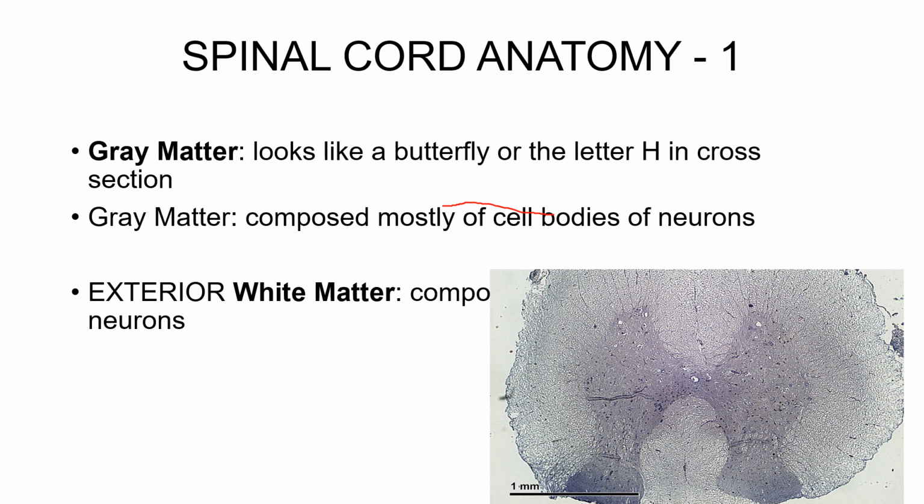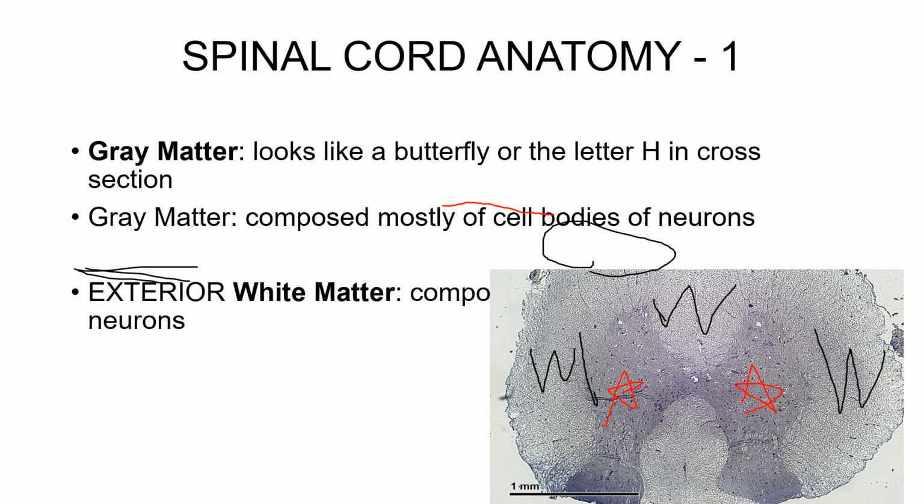Gray matter, all these horns, are on the inside of the spinal cord, and then you can see the white matter, axons, is found on the exterior portion. All this stuff, white, white, white. All those columns or funiculi.